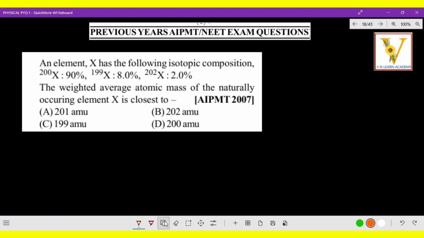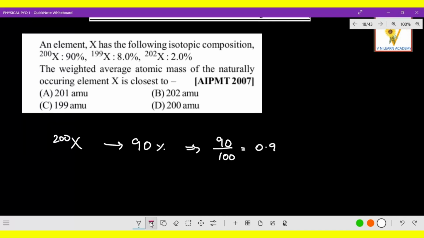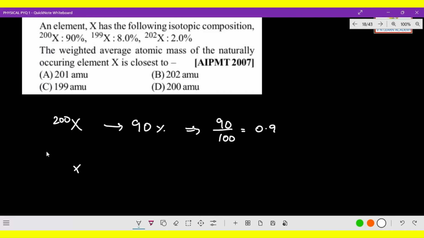Now, first and foremost, let us write the data so that it will be easy for us to understand. X is an element. First, 200 they have given. So X 200, how much percentage? It is 90 percent. So 90 by 100, how much will you get? 0.9. Okay, and the next one, X, the second one, 199.